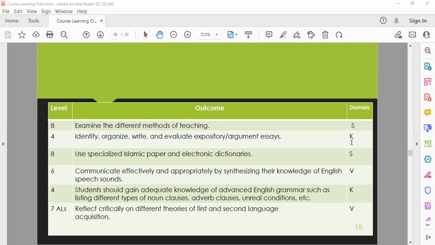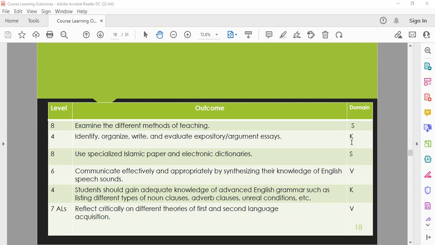And for the next one, communicate effectively and appropriately by synthesizing their knowledge of English speech sounds. Any comment on this? And this comes under values, and it is from a level 6 course. It seems to be phonology or phonetics. Yes, doctor. Yeah, doctor, I think it's taken from phonology course. And I think this outcome should be under skills domain. Okay, under skills domain. Thank you, Dr.